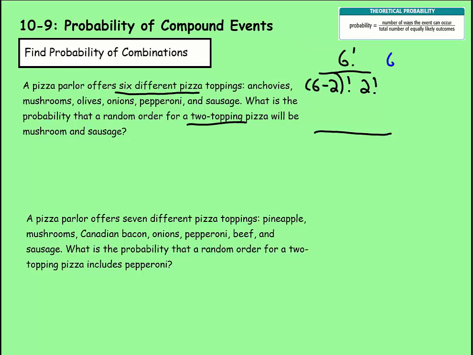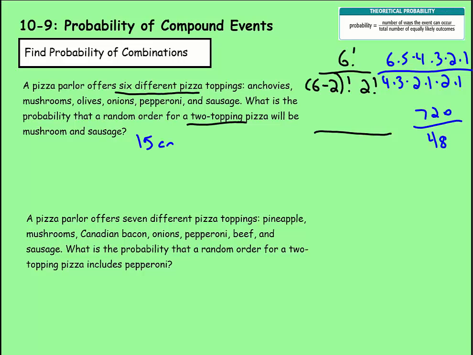So if we rewrite this, it's 6 times 5 times 4 times 3 times 2 times 1. And that would be over 6 minus 2 is 4, so the factorial of 4, 4 times 3 times 2 times 1. And we're multiplying that times the factorial of 2, so times 2 times 1. So on top, this multiplies to 720. On bottom, that gives us 48. 720 over 48 gives us a total of 15 combinations. So that would be the total number of equally likely outcomes. You have 15 total outcomes of combinations that you could have.